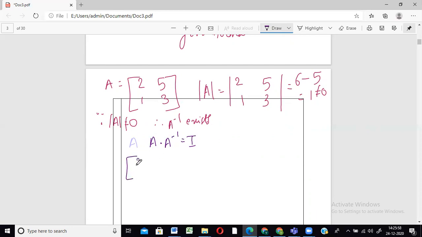A ka value we have 2, 5, 1, 3. A inverse we don't know, we'll keep it as it is, which is equal to identity. Identity, since it's of order 2, will also be of order 2. Okay, is this much clear? All right. So now there are a few things you have to remember.